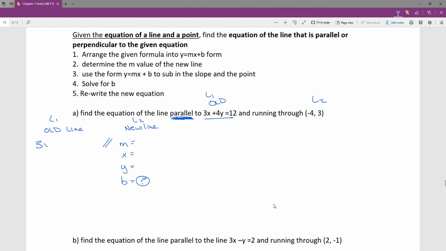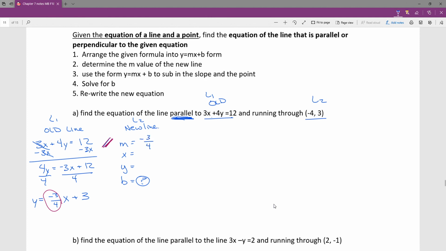So the old line is this, and the quickest way for me to see what the slope of that line is is to put it into mx plus b form. So we'd start by subtracting 3x from both sides, and I get that 4y equals negative 3x plus 12. Divide by 4 everywhere, and I'd get that y equals negative 3/4 x plus 3. So the key bit here is that I can see the slope of my old line. I know that it's exactly the same slope if it's parallel, and so the slope of my new line, or the line that goes through this point, is negative 3/4.